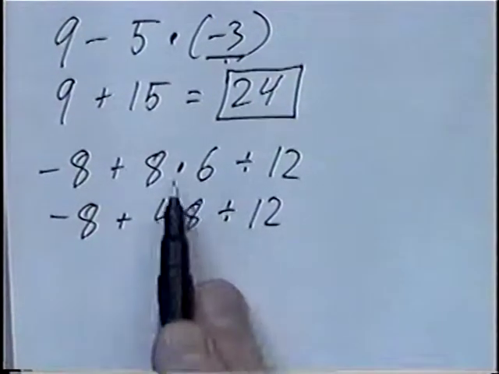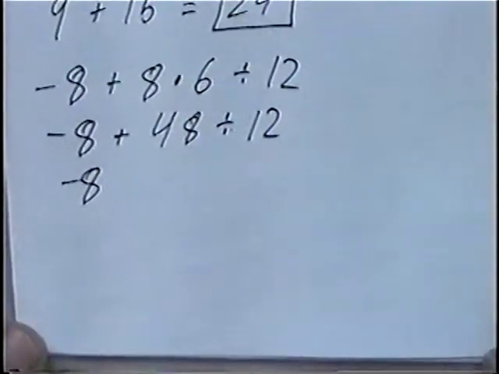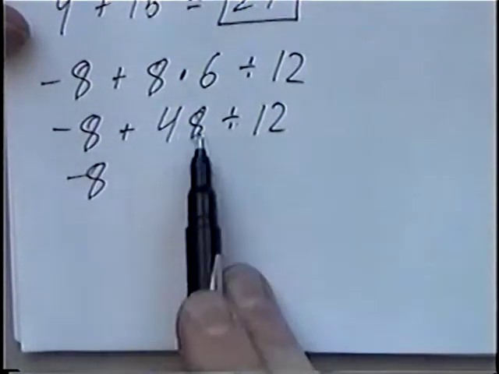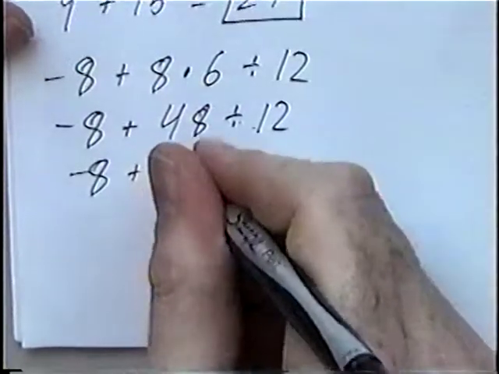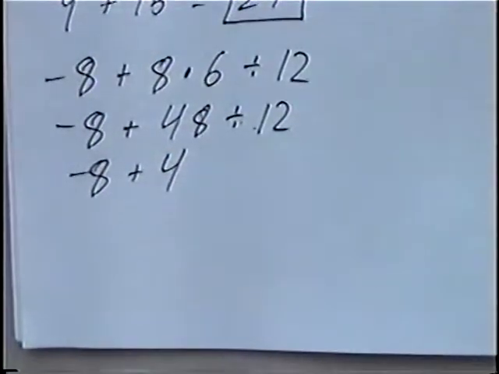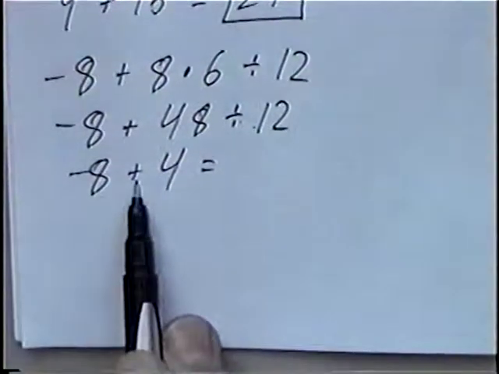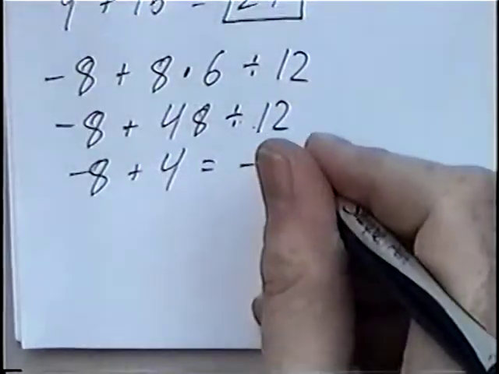After multiplication, from left to right, we'll divide next. Negative 8. Positive 48 divided by 12 would be 4. And the last step, we have addition left. Negative 8 plus 4 would be negative 4.